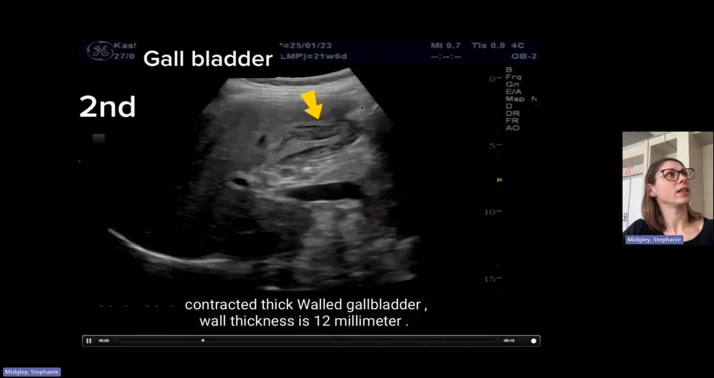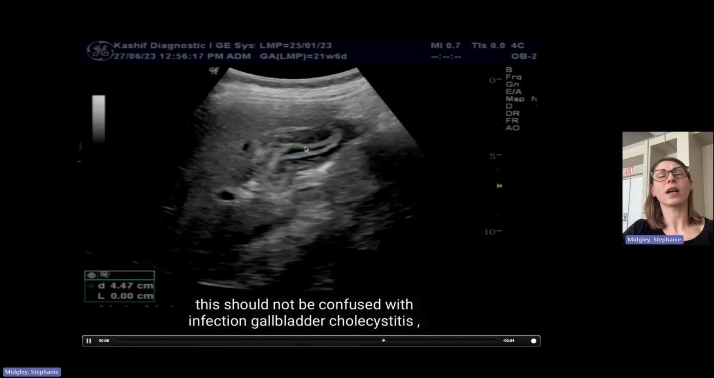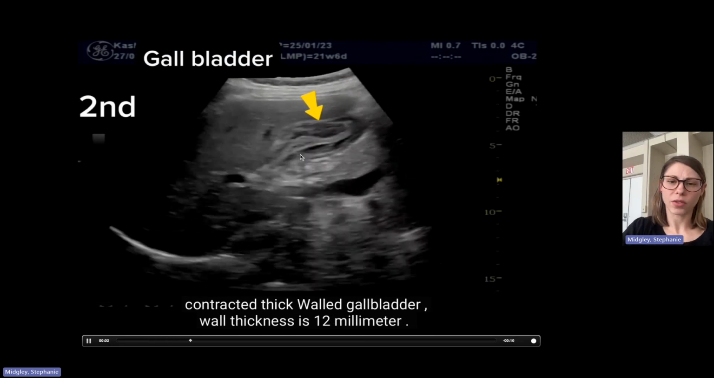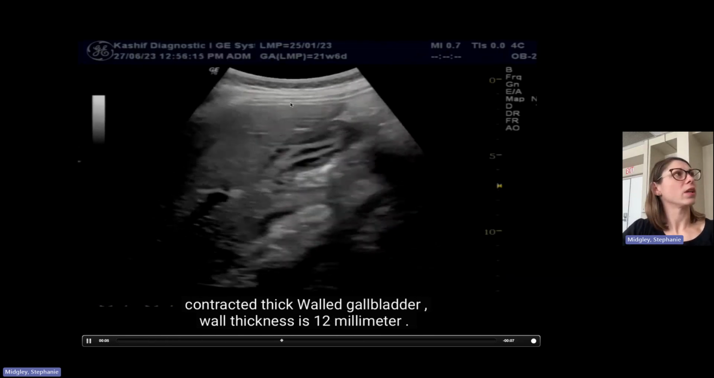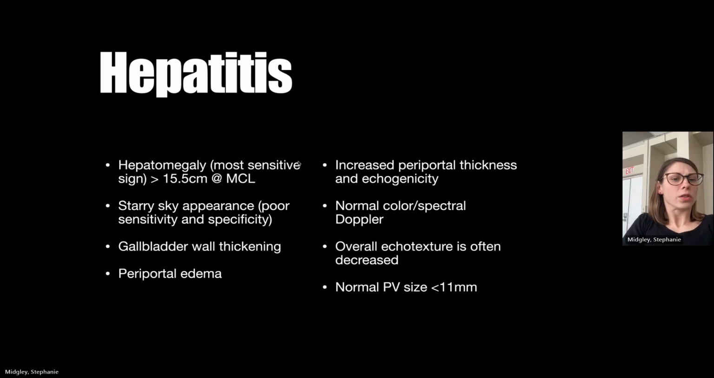The other sign you're going to get is this gnarly looking gallbladder. So it's going to be super thick, but it's not going to be painful. So they're going to have a negative sonographic Murphy's. Generally, there's going to be no stones, but you're going to get a lot of weird thickness and pericholecystic fluid, but this is not going to hurt them. So signs for hepatitis: hepatomegaly, that starry sky again, poor sensitivity and specificity, gallbladder wall thickening. So big liver, funky gallbladder, and edema around the periportal vessels. Those are going to be your biggest ones.